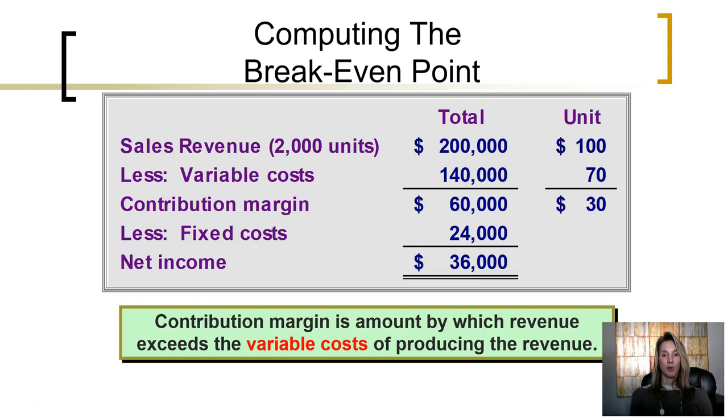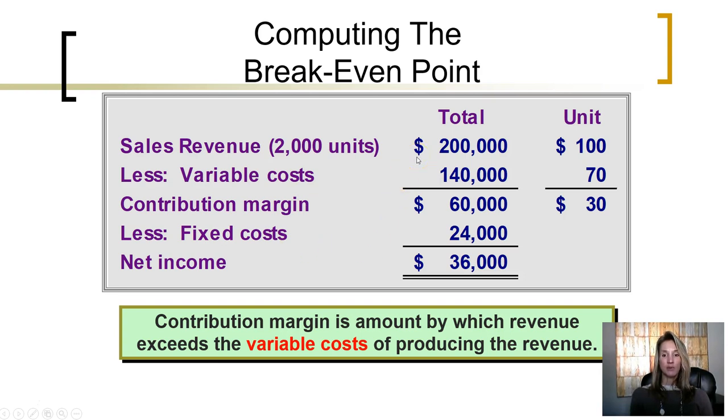To compute the break-even point, we're going to reorganize all of our revenues and expenses into this new contribution margin formatted income statement. Recall that an income statement reports revenues earned and expenses incurred. Here we're seeing this company sold 2,000 units, earning revenues of $200,000 at a selling price of $100 per unit. We have taken all of the costs incurred and broken them into variable costs and fixed costs.